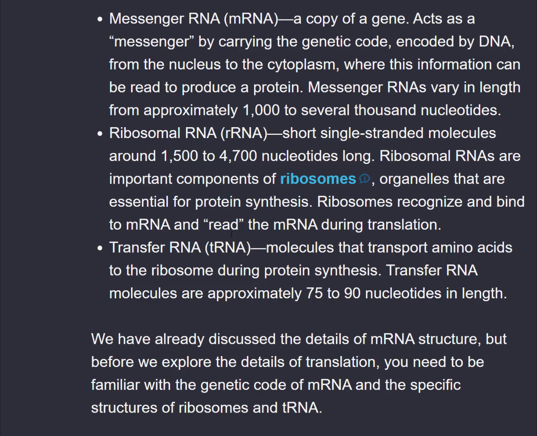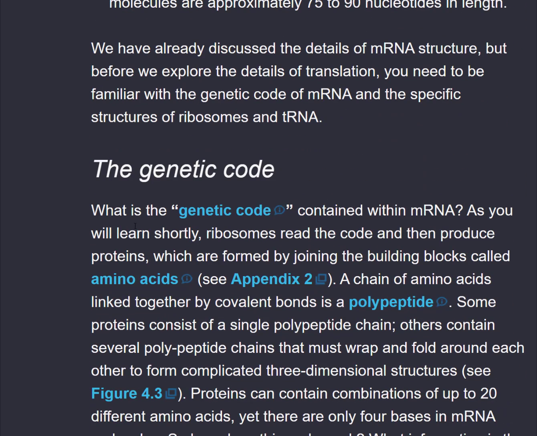Genetic code. The genetic code is the information contained in bases of DNA and RNA that provide cells with instructions for synthesizing proteins. They consist of 3 nucleotide combinations called codons.